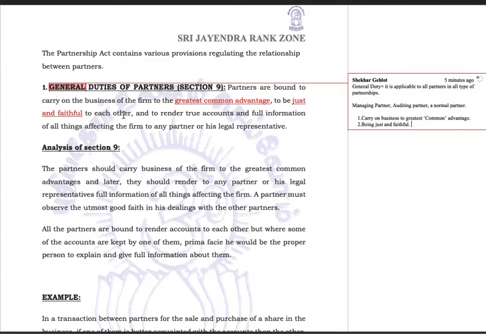You have to be fair as well as committed, dedicated, righteous, courageous, a true man, and to render true accounts and full information of all things affecting the firm to any partner or his legal representative. This is the third duty: he has to render true accounts.